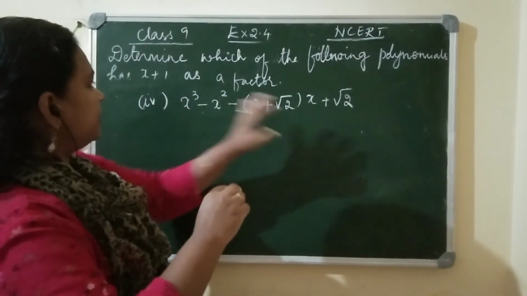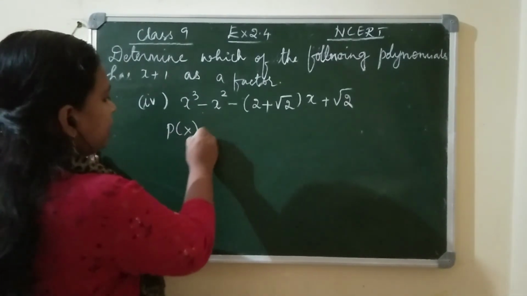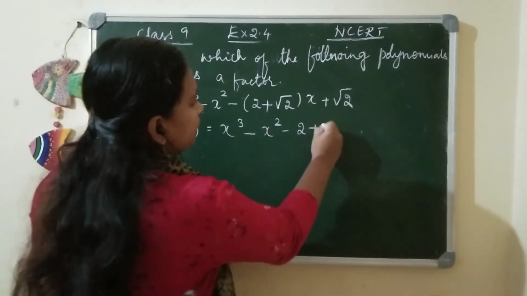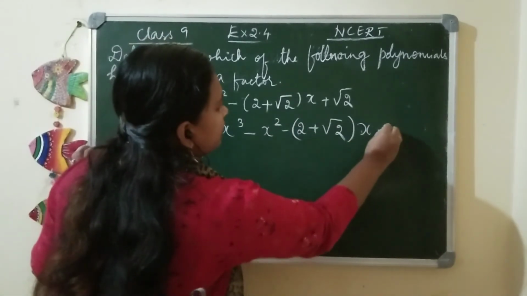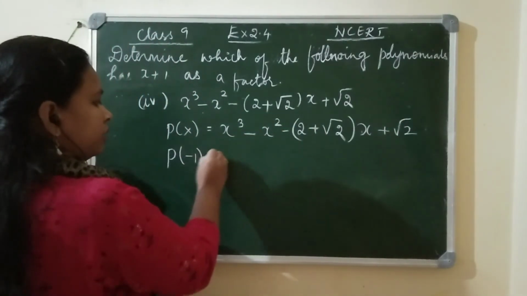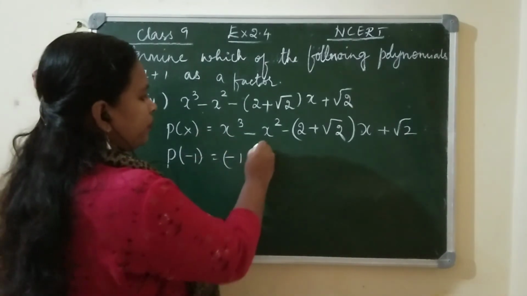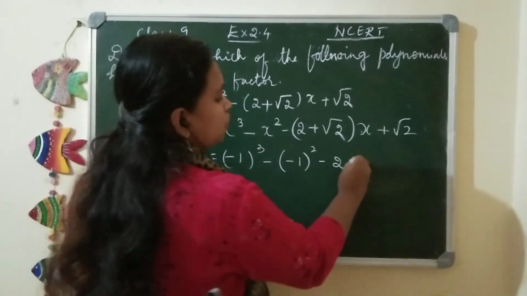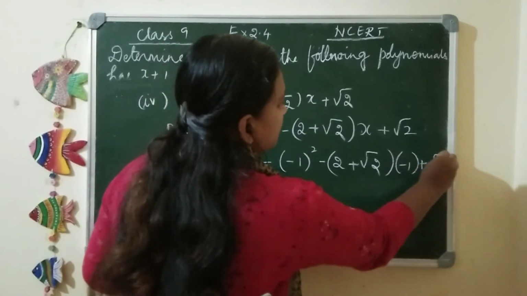Okay, now we are going to do the same steps. First equate p of x. P of x equals x cube minus x square minus (2 plus root 2), put this in brackets, into x plus root 2. So now take p of -1. So p of -1 will be (-1) cube minus (-1) square minus (2 plus root 2) into (-1) plus root 2.